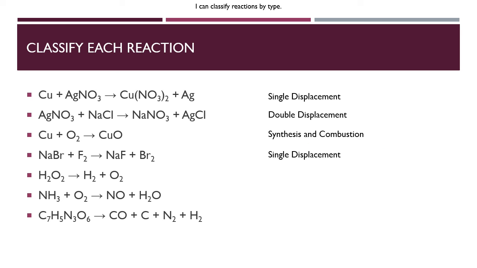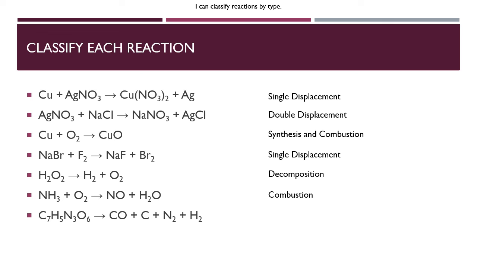Number 4 is single displacement. Notice I have a free element, in this case fluorine, taking the place of an element in a compound, in this case bromine. The bromine has now gotten kicked out by itself. So I now have sodium fluoride instead of sodium bromide, and I now have bromine as my free element. The next one is decomposition. The giveaway here is a single compound being a reactant, splitting up into 2 or more products. So I have decomposition. That's single reactants, the giveaway there.